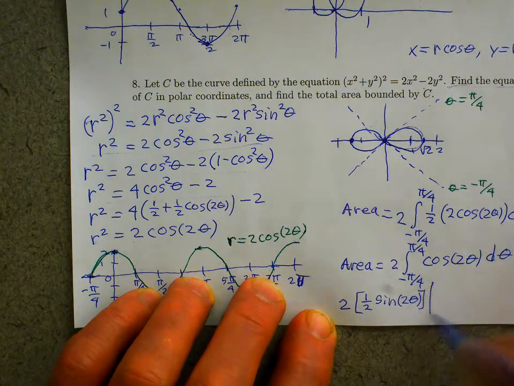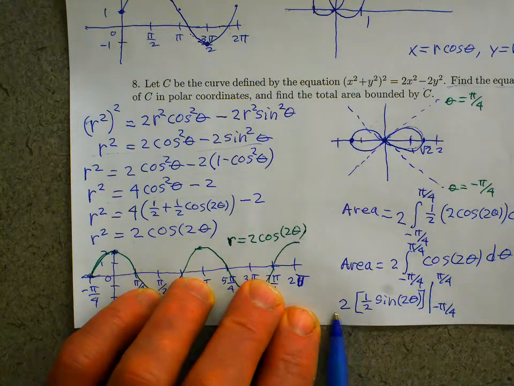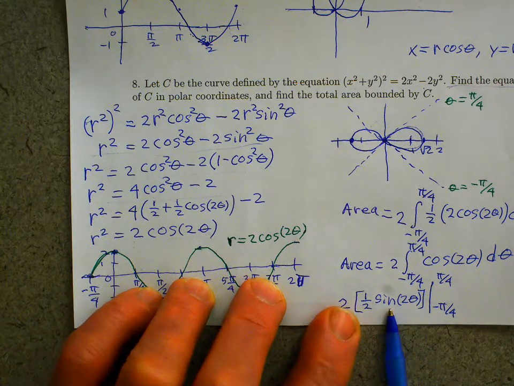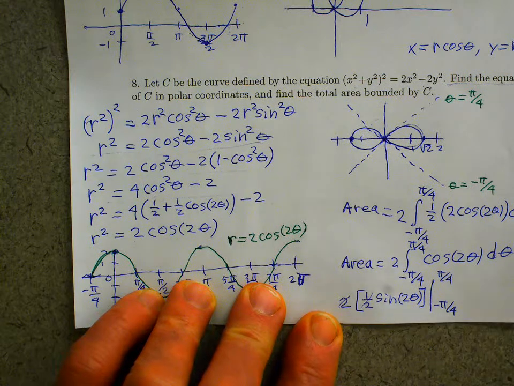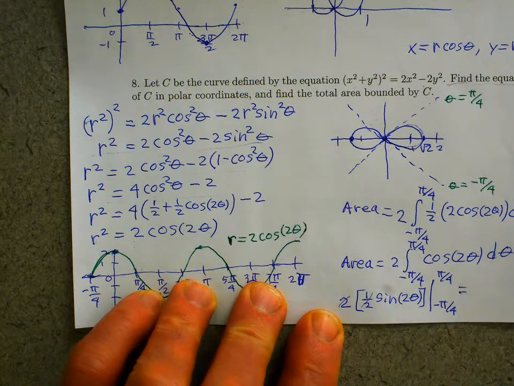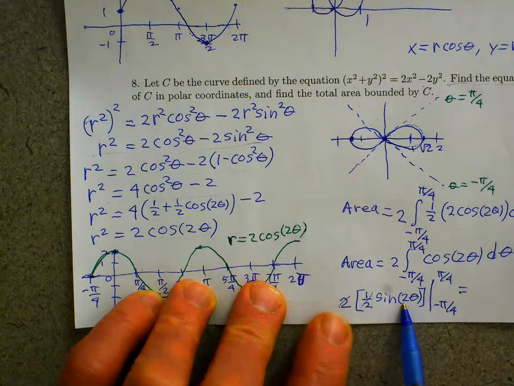And then we evaluate that between negative pi over 4 and pi over 4. So 2 times 1/2 is 1, so that reduces to a factor of 1. Sine of 2 times pi over 4. See, 2 times pi over 4 is pi over 2. Sine of pi over 2 is 1.